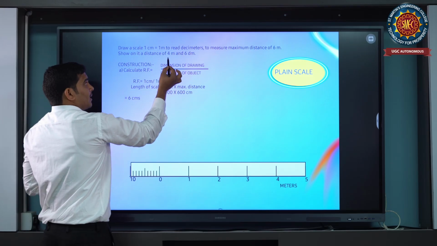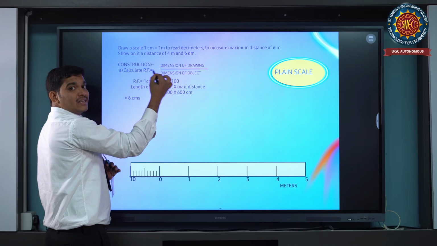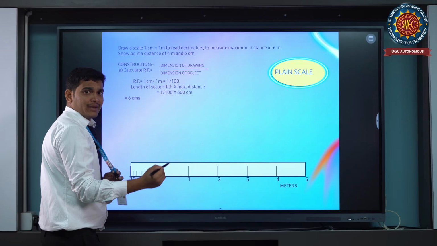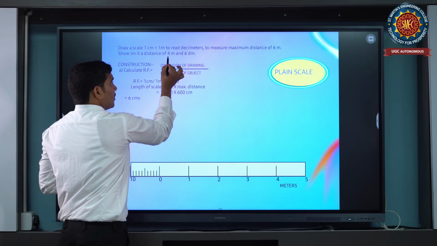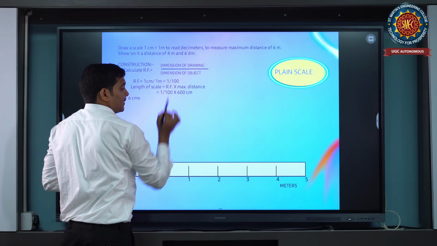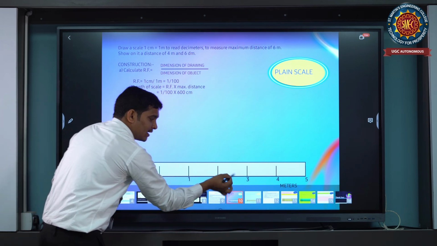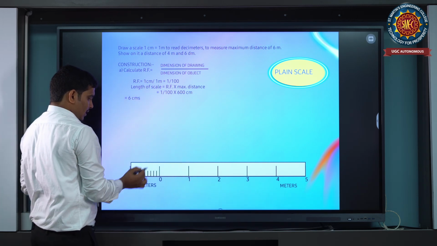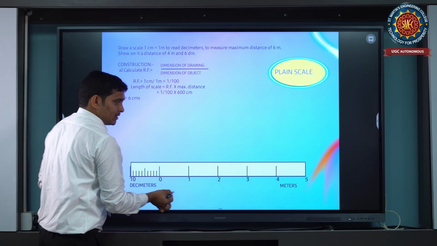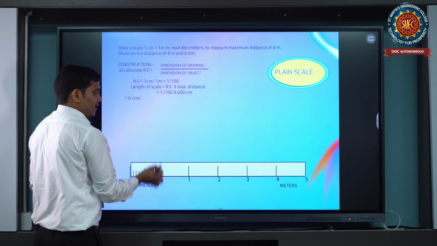Now the given dimension is 4 meters and 6 decimeters. 4 meters equals 40 decimeters, and with the 6 decimeters we need to mark 46 decimeters. Each equal part is 10 decimeters. One side is decimeters, and this is the meters. We need to label the dimensions in engineering lettering format, in meters and decimeters.